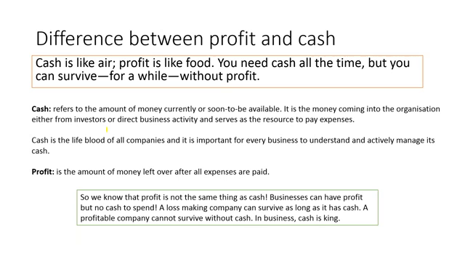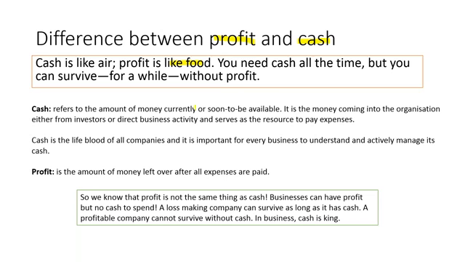So now, we need to understand the difference between profit and cash, because a lot of my students think that profit and cash are the same. So I've done the slide to make you aware that they are not. Cash is like air, profit is like food. You need cash all the time because you need air all the time, but you can survive for a while without profit. You could go a day or 2 days without food. So that is what the difference is.